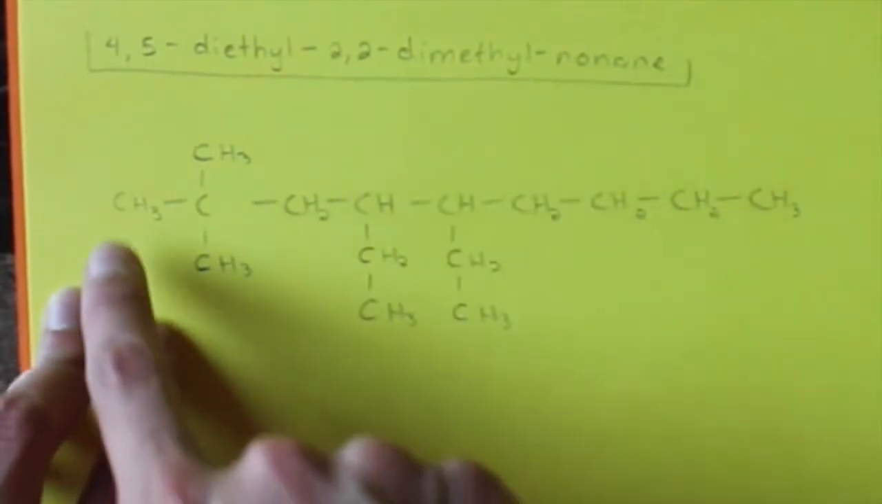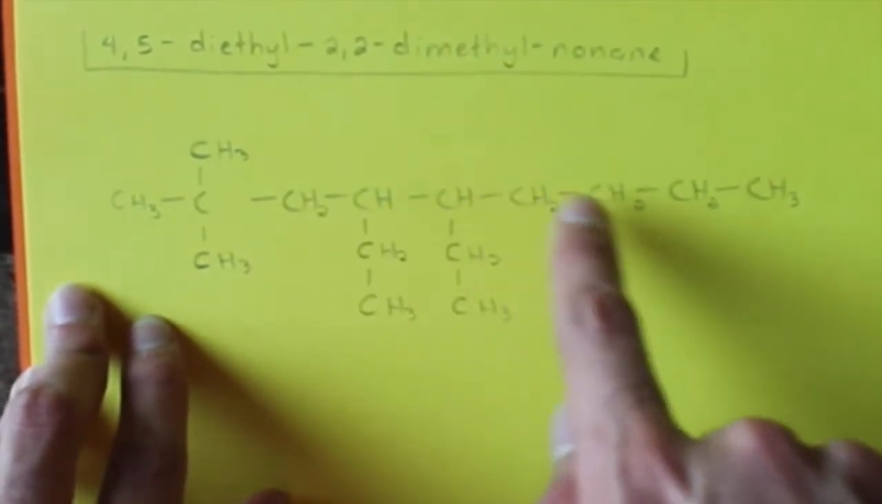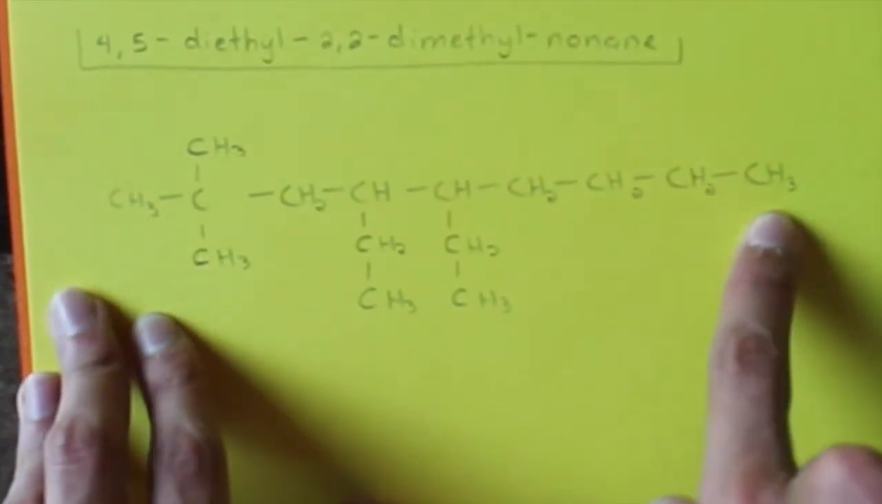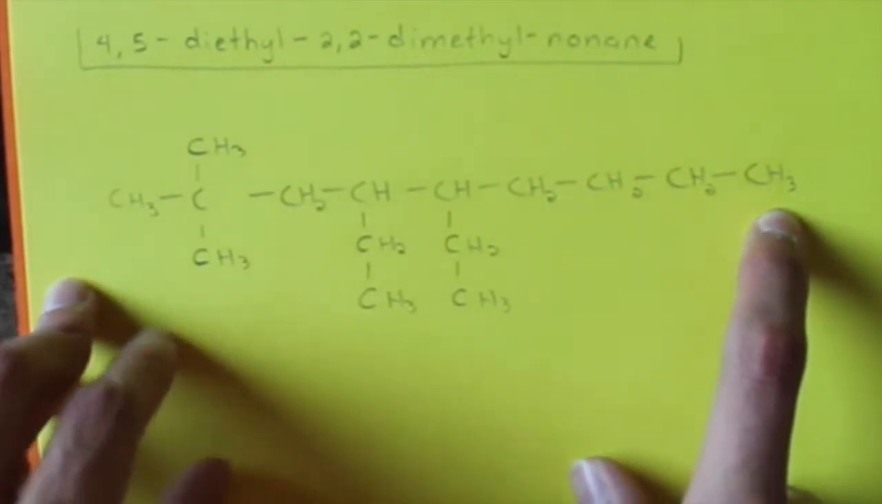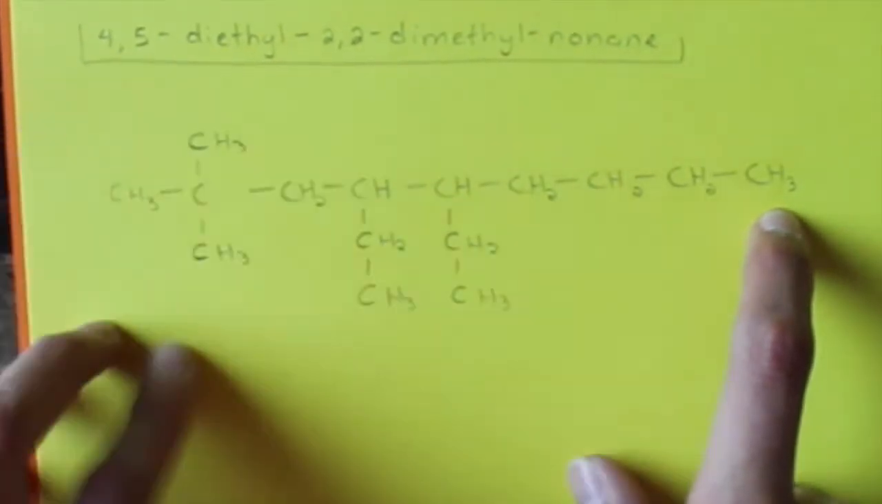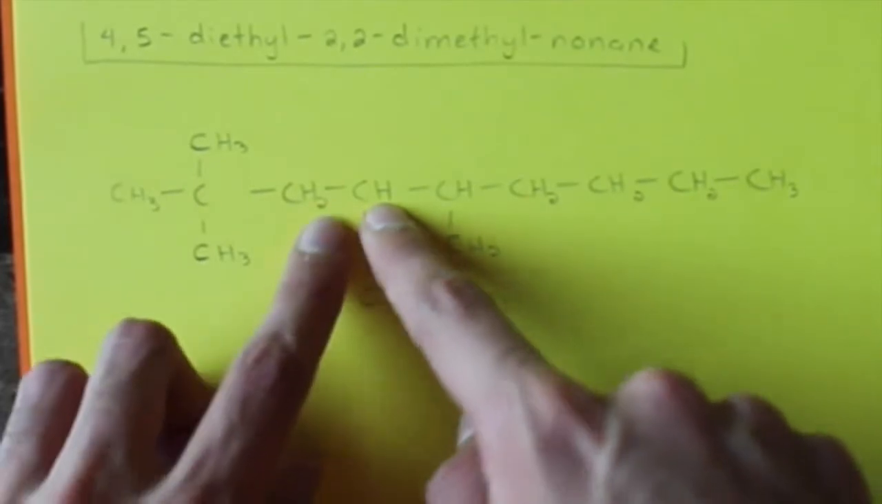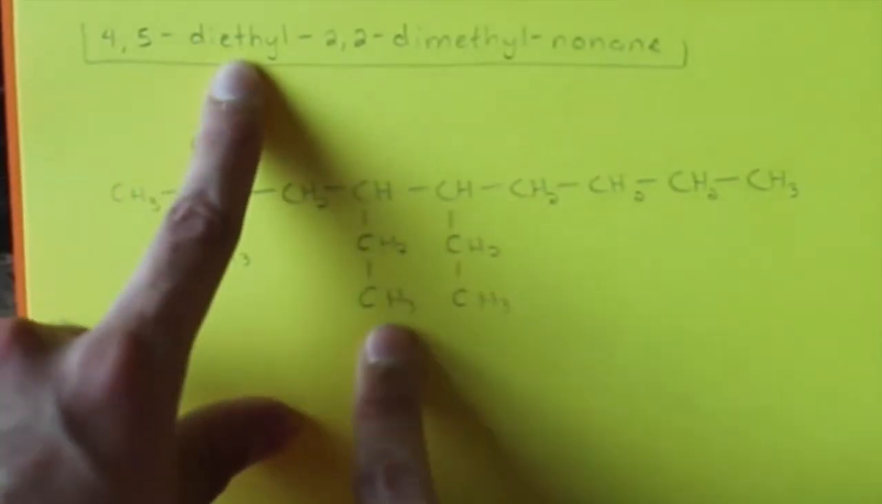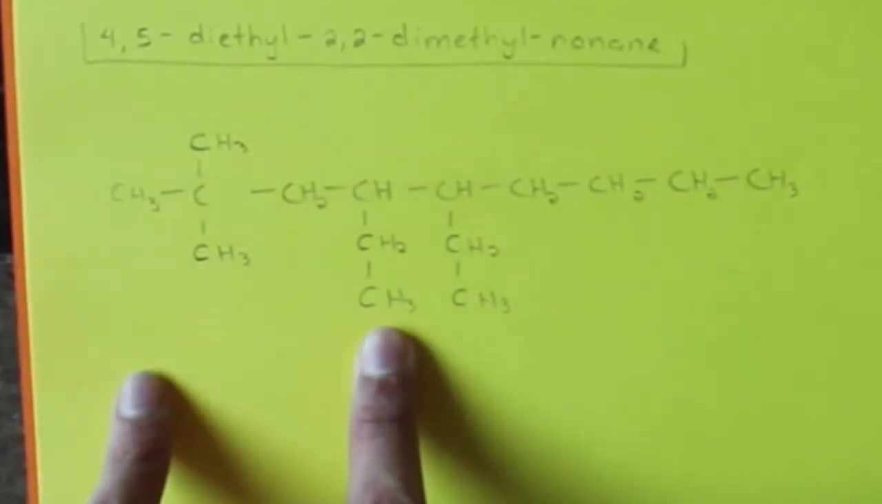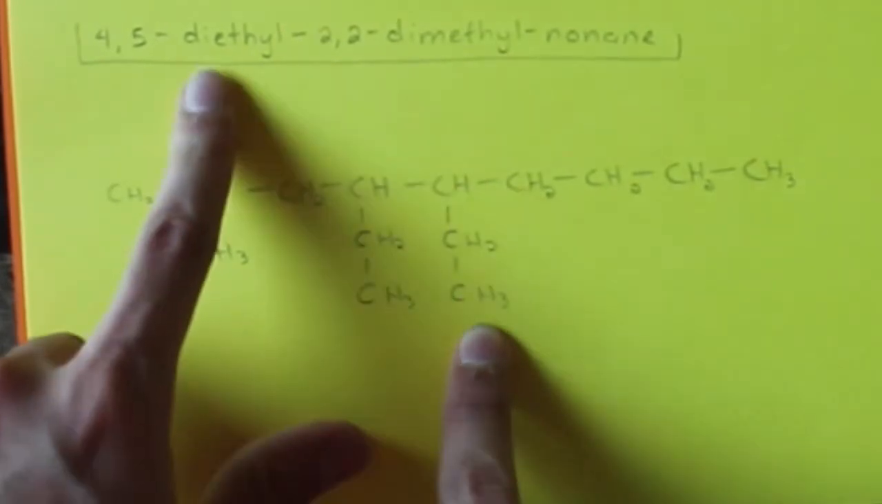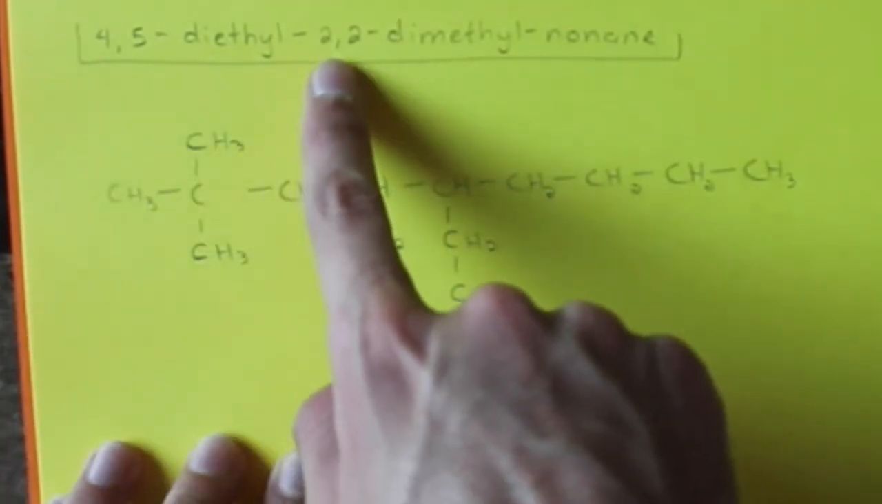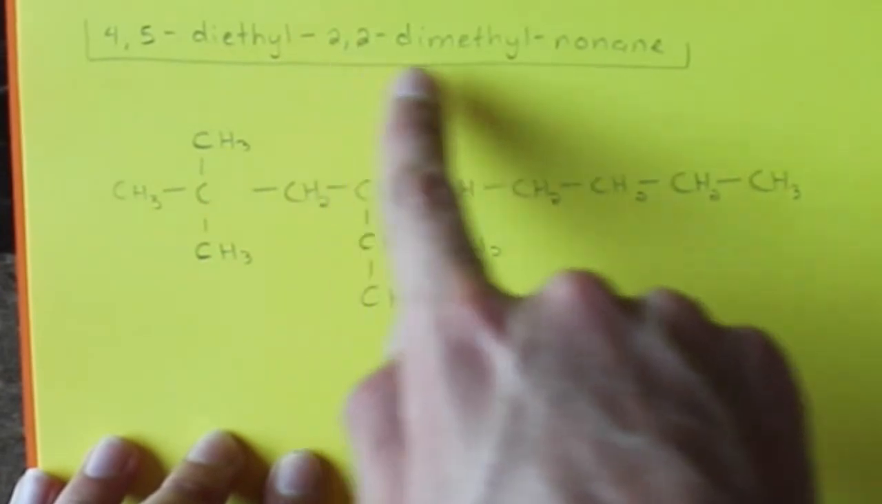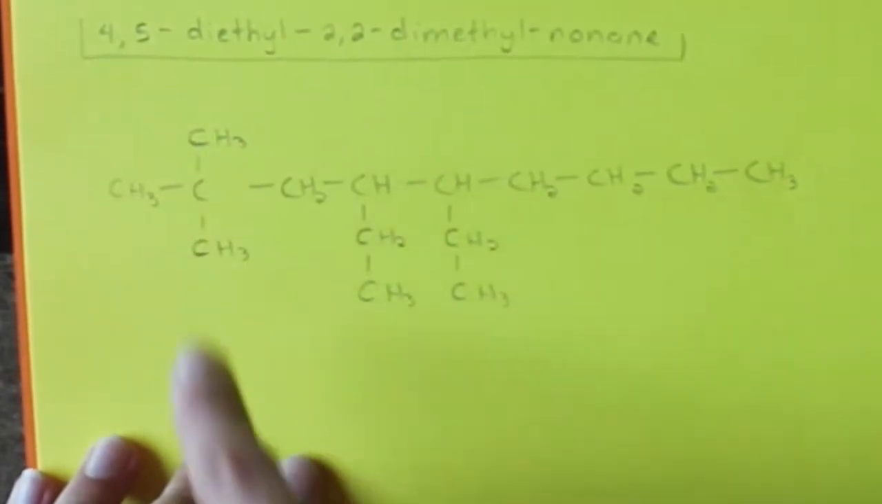Then we start with our branches that are 4 and 5. 1, 2, 3, 4. We have ethyl here, and then in 5 we have another ethyl. Then in the carbon number 2 we have 2 methyls that are here. And that's it.